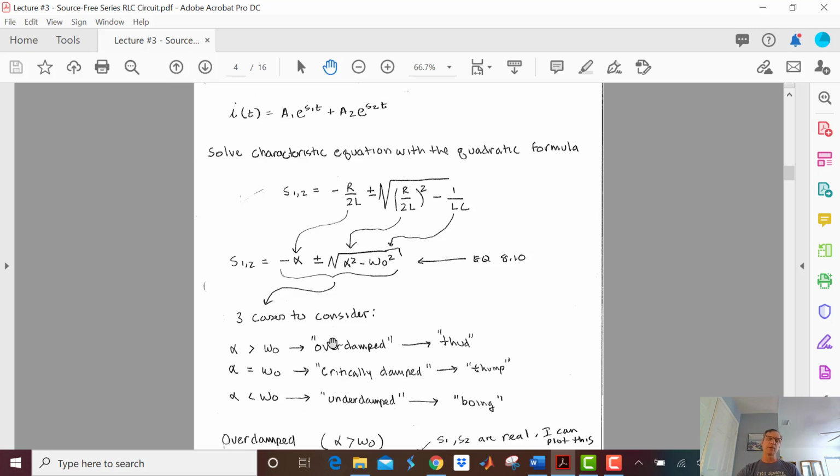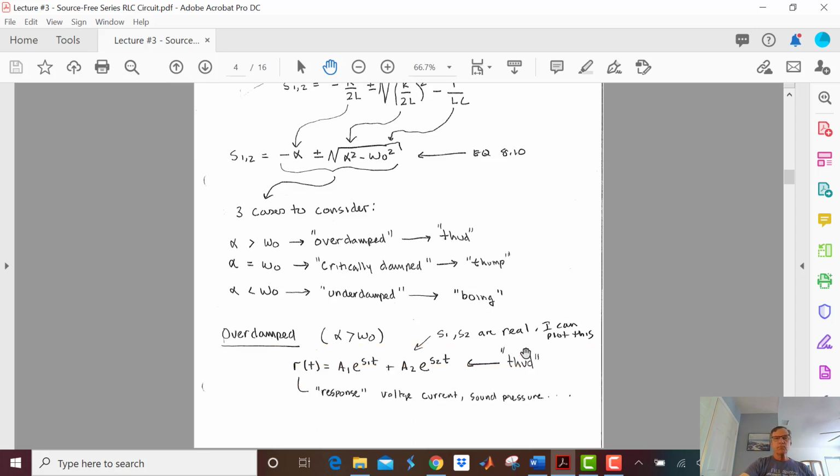Things are usually overdamped or underdamped, but this is EE 310, so you want to make sure you know the math for critical damping. Now let's look at the next case: alpha is less than omega naught. Now I'm going to have a negative in my square root. That makes things interesting, because I no longer have a simple exponential in this equation. I'm going to have a j term, and that's what gives rise to our boings.